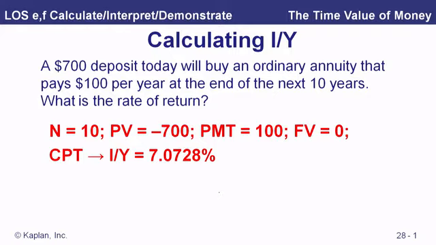Compute the interest rate implicit in those numbers, and we find that it's 7.0728%.